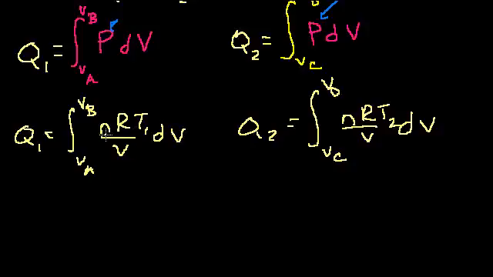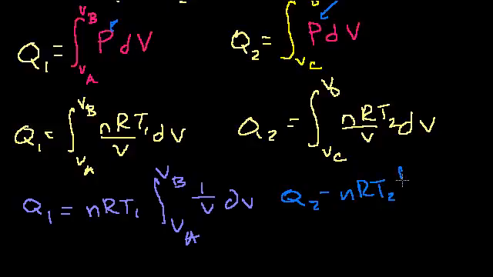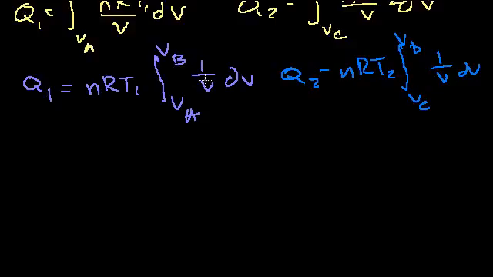Fair enough? So n is constant. R is definitely a constant. n is just the number of molecules we have. And our temperature is also constant, so we can take it out of the integral. So we can rewrite Q1 as nRT1 times the integral from VA to VB of 1 over V dV. And Q2 we can write as nRT2 times the integral from VC to VD of 1 over V dV. All right, now this integral is fairly straightforward to evaluate. The antiderivative of 1 over V is the natural log of V.